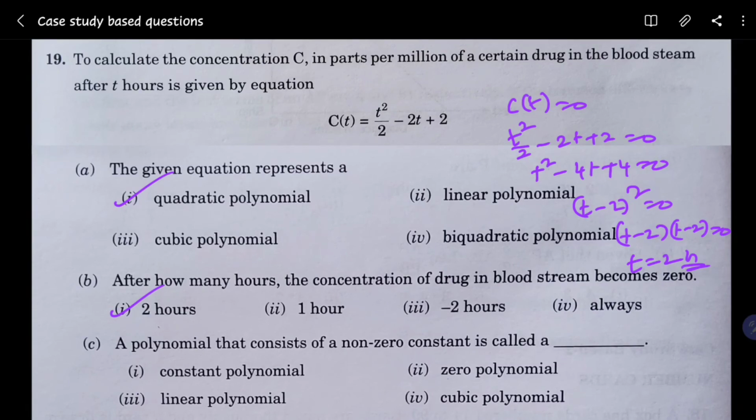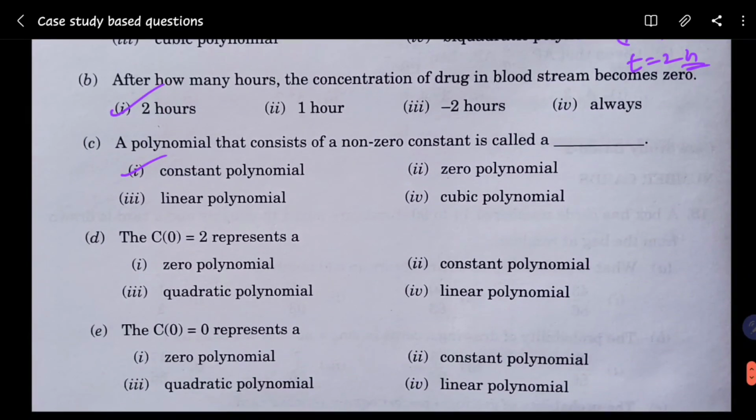Question number 3. A polynomial that consists of a non-zero constant is called? Yes, constant polynomial. Option 1 is correct. Let us go for question number 4. The C of 0 equals to 2 represents, it is a constant polynomial, because whenever you see a constant, that you call a constant polynomial.